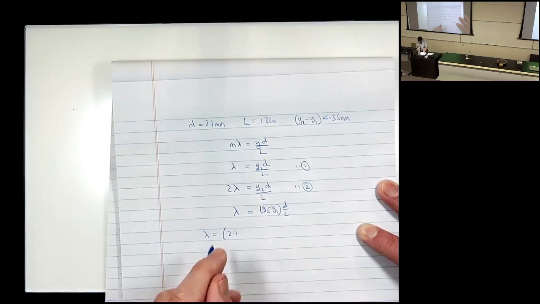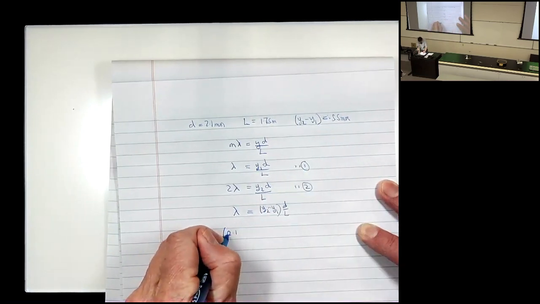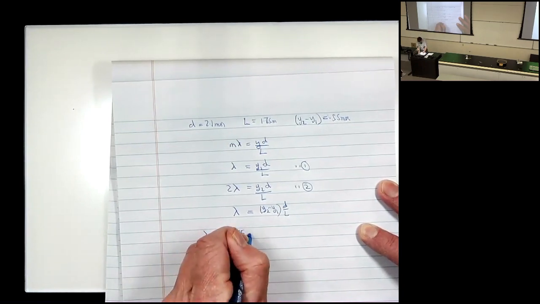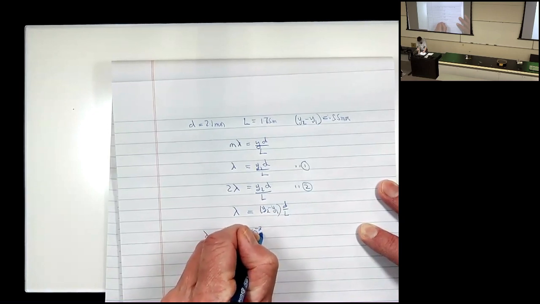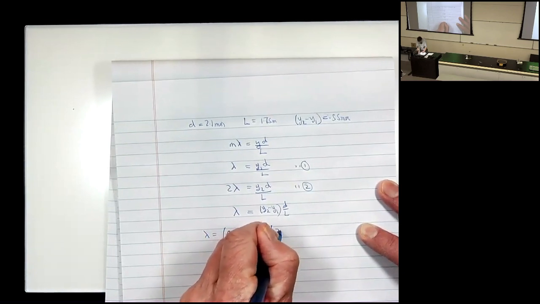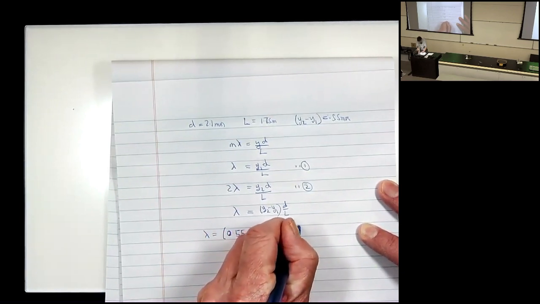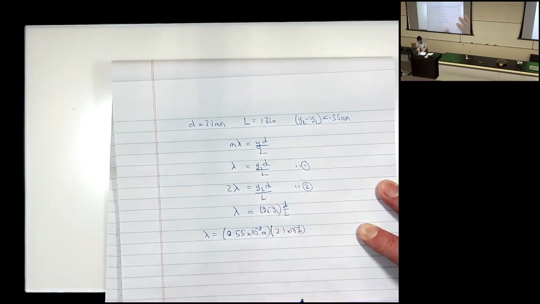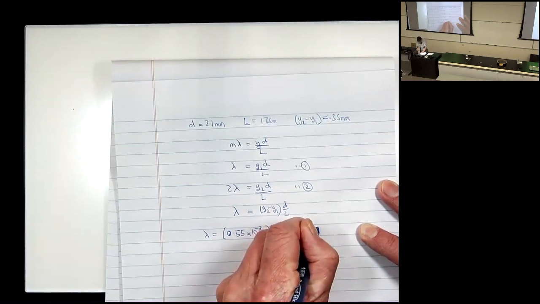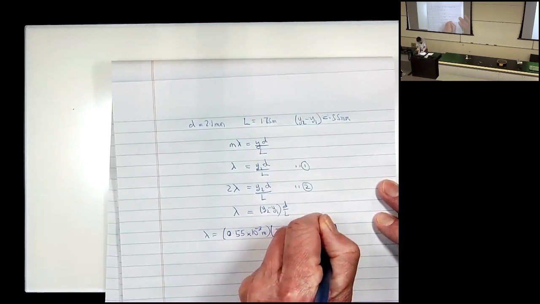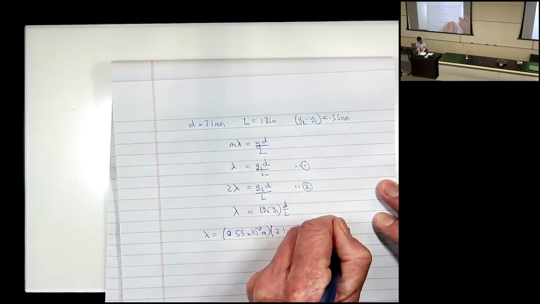Oh, what am I doing? I've already done it wrong. It was 0.55 millimeters. So that's 10 to the minus 3 meters, times d, that was 2.1 millimeters. That's 10 to the minus 3 meters, divided by that screen distance, that's 1.75 meters. And if I calculate that, I've already done it, of course, 662 nanometers.